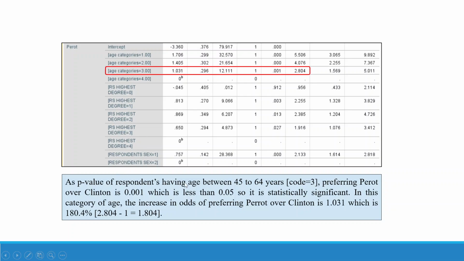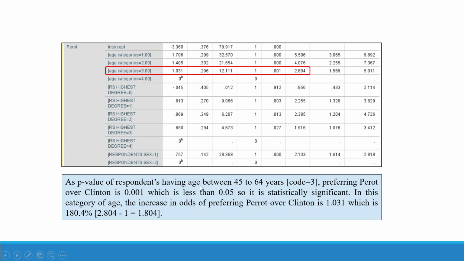As the p-value of the respondents having age between 45 to 65 years, code 3, is positive, p-value less than 0.05. So it's so simple. This age category respondents prefer Parrot over Clinton. So how will we write?